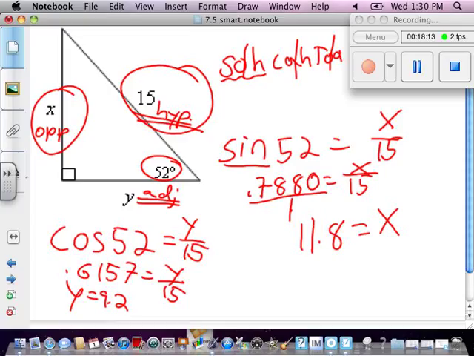Yes? Okay, so like the hypotenuse stays the same, but if the angle moves, that changes the adjacent and opposite. Correct. A really good question. I want you to try the next one on your own. Let's try the next one on your own.